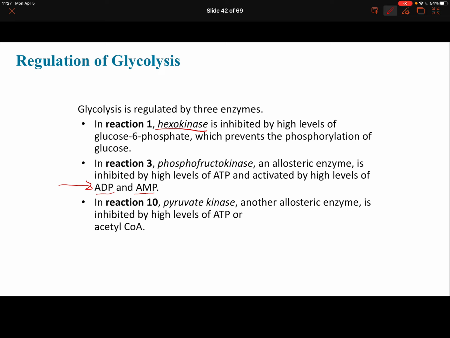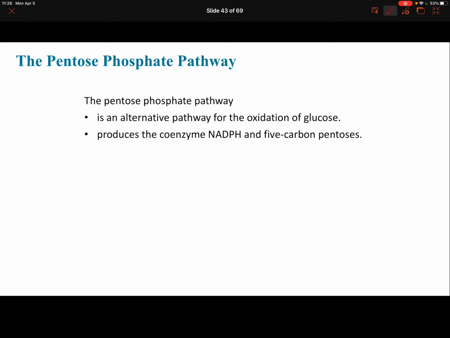Reaction 10, pyruvate kinase. This one's inhibited, again, by high levels of ATP or acetyl-CoA. And that one may not make sense right away, but pyruvate, we're going to see in the step before the citric acid cycle gets converted into acetyl-CoA. And so if you have a lot of acetyl-CoA, it's probably because you had already a lot of pyruvate, so you don't need to make more pyruvate. So these are the 3 control points in that reaction.